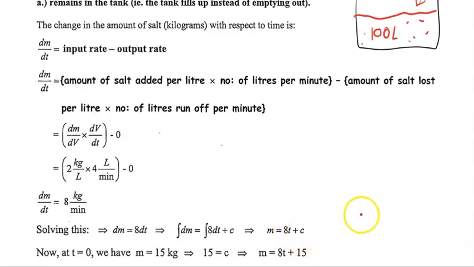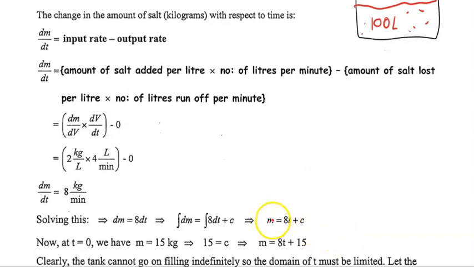Now at t equals 0, and this is the constant part here, because remember we started with some salt in the container there. This is the mass at time t. Now at t equals 0, we have m is 15 kilograms. So if we put 0 where the t is, that part disappears and we're left with m, which is 15, is equal to c. So c is 15 and m is 8t plus 15. That's the mass of salt in the tank at time t.